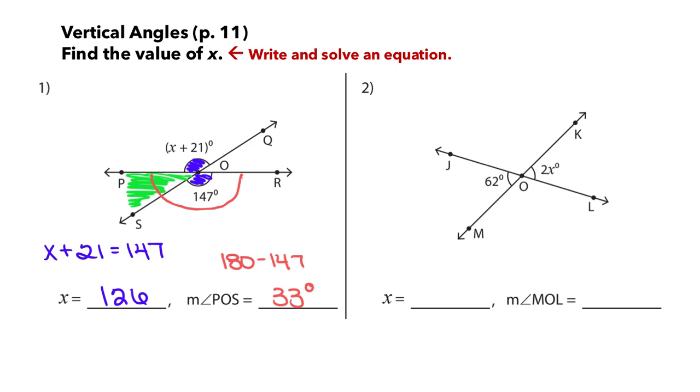Juju, what's the equation that you used for number 2 to solve for x? 2x equals 62. Very good. 2x equals 62, and you get 31. Very good. And we are looking for angle MOL. How can you find that one? Brissa. 180 minus 62 equals 118. 180 minus 62 and 118 degrees. Very good.